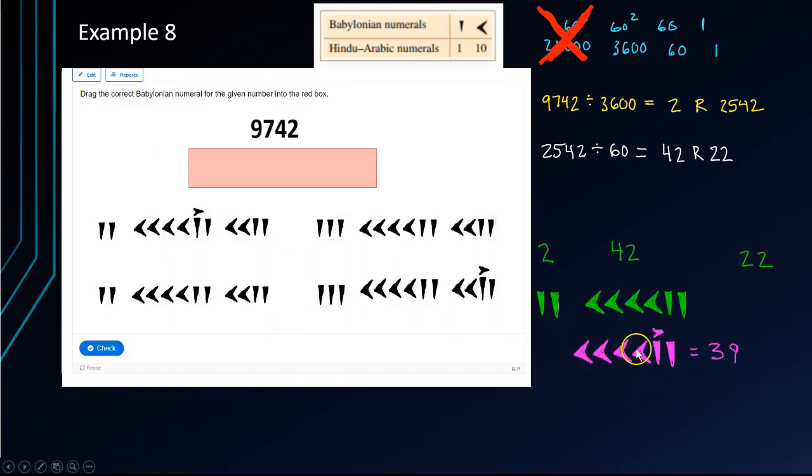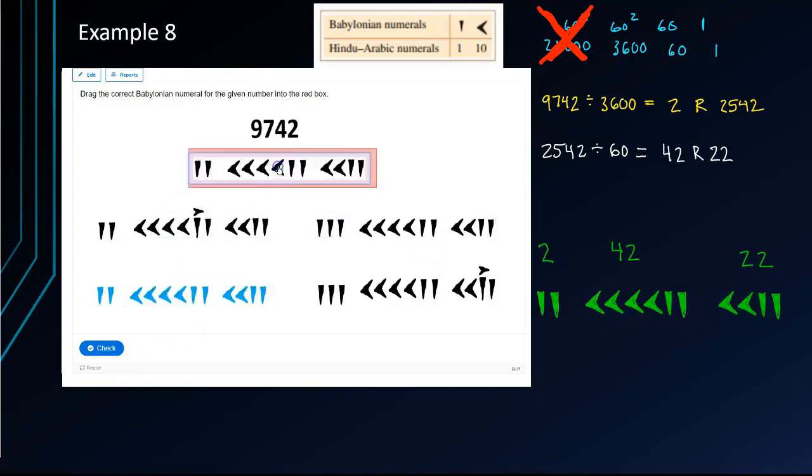So that's what we wanted in that position. So we can eliminate this one. And of course, both of these have the same symbol over here because 22 is 2 10s and 2 1s. So it's this one right here that represents the correct answer for 9,742.